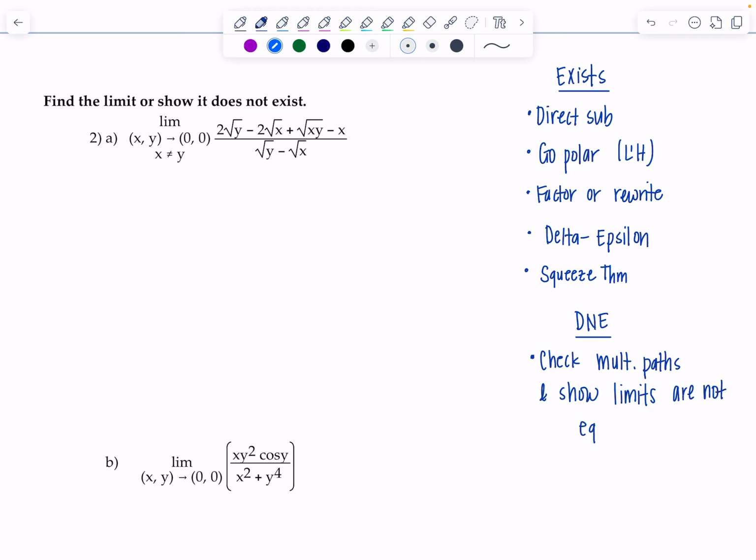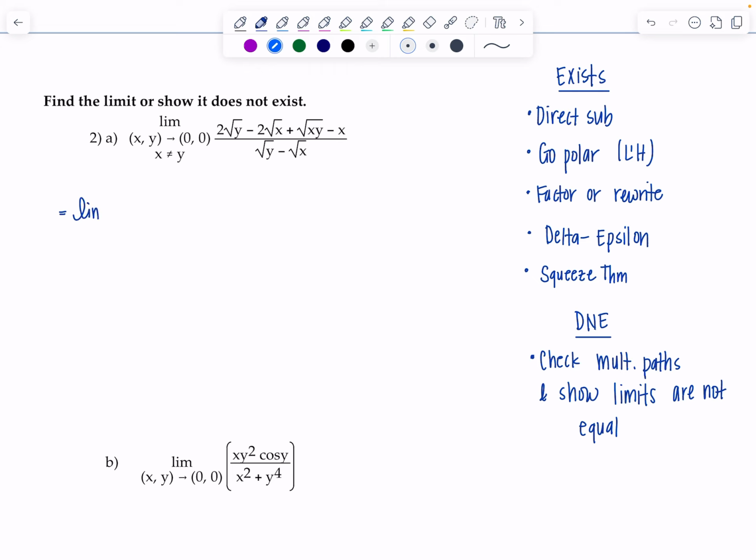Now, see how the directions were? Ugh, I was mean. I didn't give them a hint which one it was going to be. So direct sub didn't work. I'm not excited to go polar because I don't see anything squared where I feel like it would be helpful. Let's try factoring and rewriting. See how there's 4 terms in the numerator? We can actually factor by grouping.